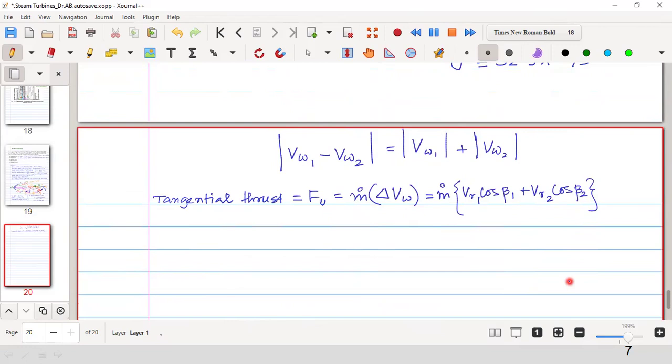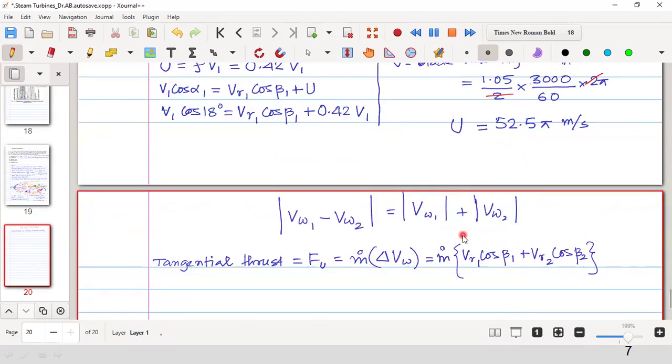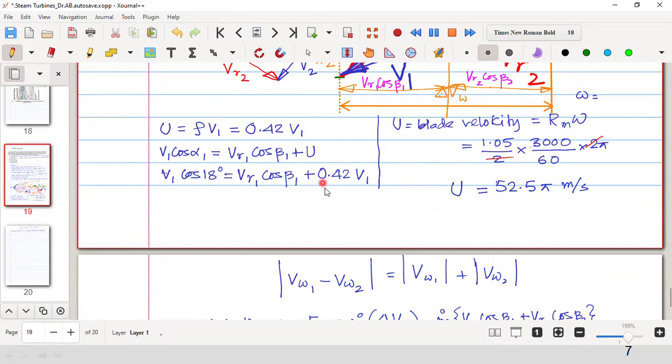Now for this what we need is basically VR1, beta 1, VR2, beta 2, right? We need this, isn't it? For this we need to calculate this. Now what we know already, m dot we know. Now what is VR1, we will try to calculate.